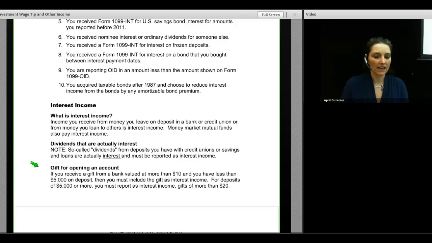Gift for opening an account. If you receive a gift from a bank valued at more than $10 and you have less than $5,000 on deposit, then you must include the gift as interest income. For deposits of $5,000 or more, you must report as interest income gifts of more than $20.